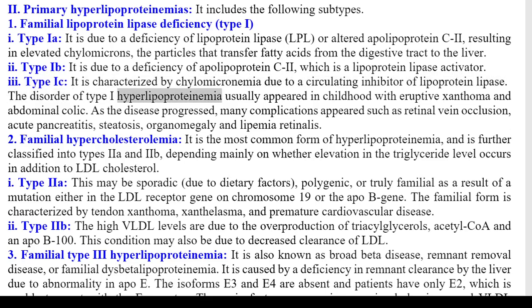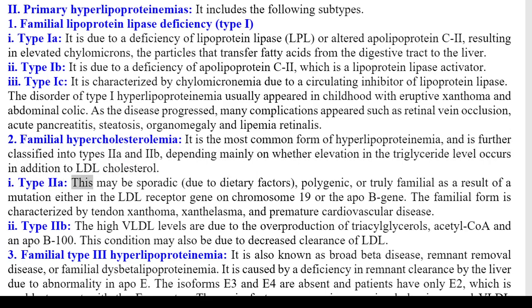The disorder of type I hyperlipoproteinemia usually appears in childhood with eruptive xanthoma and abdominal colic. As the disease progresses, many complications appear, such as retinal vein occlusion, acute pancreatitis, steatosis, organomegaly, and lipemia retinalis. 2. Familial hypercholesterolemia. It is the most common form of hyperlipoproteinemia, and is further classified into types IIa and IIb, depending mainly on whether elevation in the triglyceride level occurs in addition to LDL cholesterol.